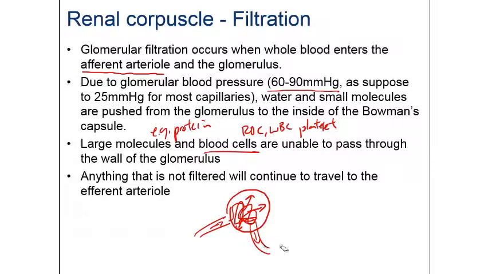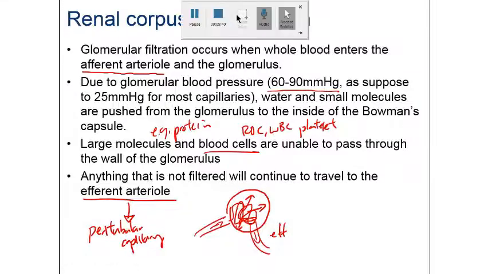They would just continue on their way in the efferent arteriole. Anything that's not filtered will just continue to travel to the efferent arteriole, which then continues to the peritubular capillary, right? It's okay if you miss some waste product here. Remember, later on in the nephron, you will still have the opportunity to do tubular secretion, to take what you've missed in this step from the blood and put it in the filtrate, which will eventually become the urine.